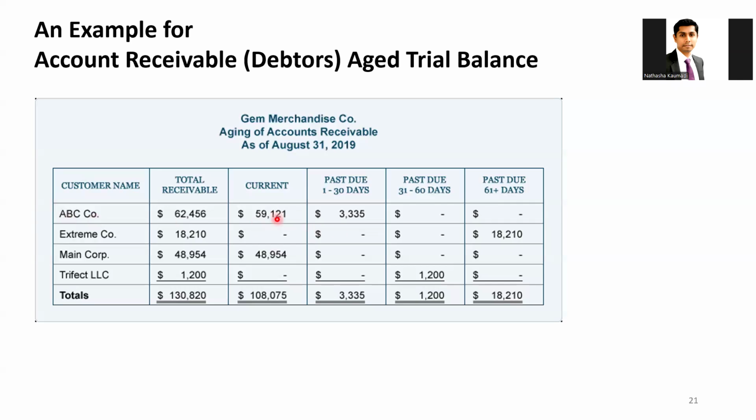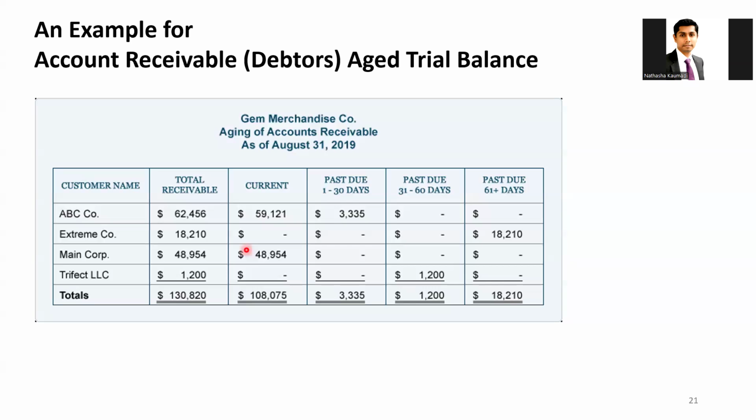So 59,121 amount that is still in 1 month period. That is not overdue, the current bucket. But if we take the balance 3,335, that is 1 to 30 days, 1 month overdue. That means it has passed the stipulated credit period and then 1 month delay.